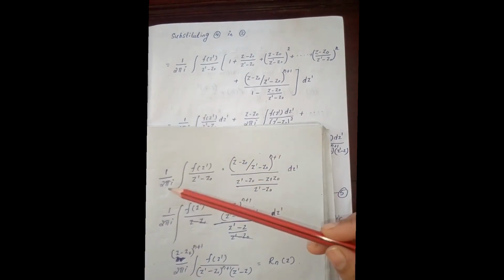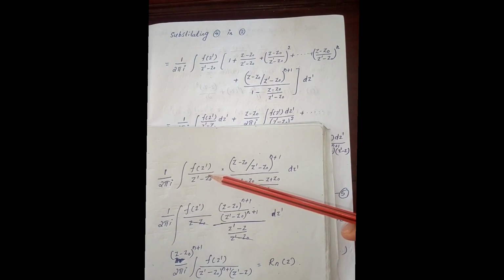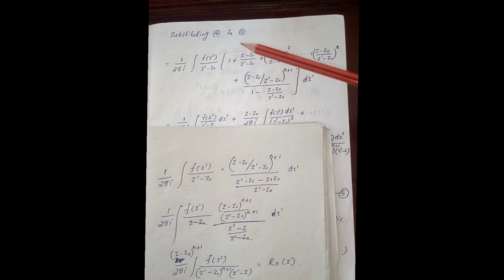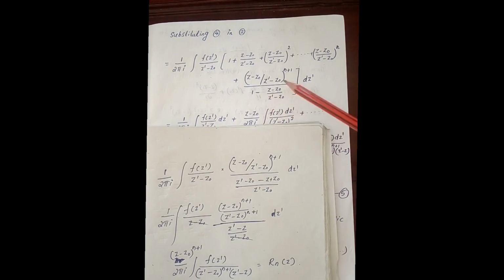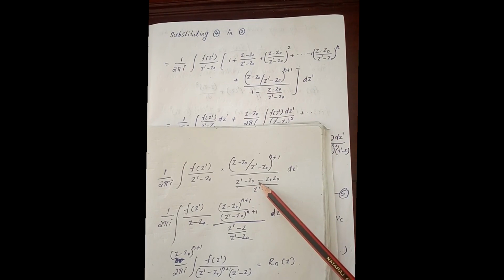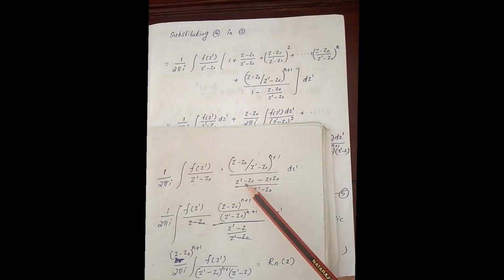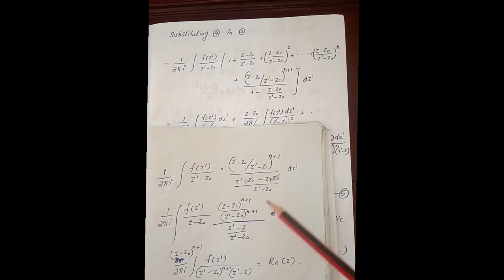The last term is 1 by 2πi f(z') by (z' − z0) into this term, that is ((z − z0) by (z' − z0)) all raised to n+1 by this term 1 − (z − z0) by (z' − z0). We are now cross multiplying this. We will get like this, (z' − z0) − (z − z0), z0 and z0 will cancel, and it is z' − z.